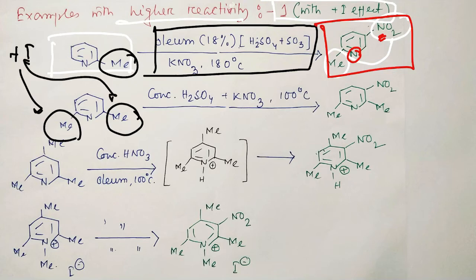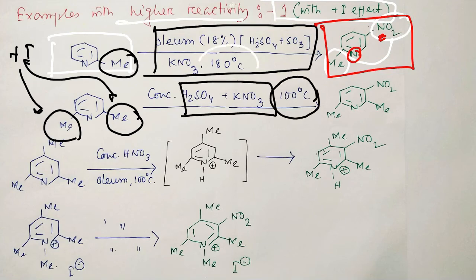Okay, now the second thing, instead of one methyl, if we increase the number of methyl groups to 2, then we can expect that reactivity will enhance further, because the plus I effect increases more and more. For that purpose they have taken a sulfuric acid and potassium nitrate mixture at 100 degrees centigrade. Just look, in the previous case this was 180, right now this is 100. So the drasticity of the condition reduced somewhat. Secondly, previously we took oleum, which is very strong, and in this example we have taken concentrated sulfuric acid.